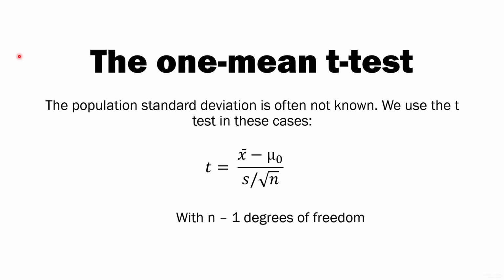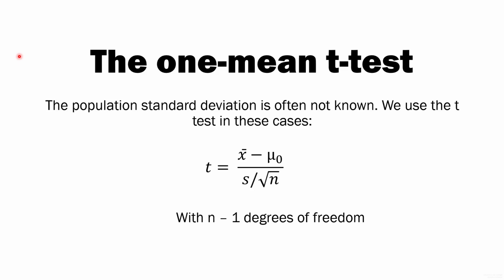And so in real life, the population standard deviation is often not known. We don't really have that information. So we'll use the t-test in those cases. And you can look on your formula card and the formula is there for you, but it's also written out here. T is equal to x bar minus mu over s divided by the square root of n. And what changes in here is that we're using an estimated standard deviation, a sample standard deviation, rather than being able to use the population standard deviation.